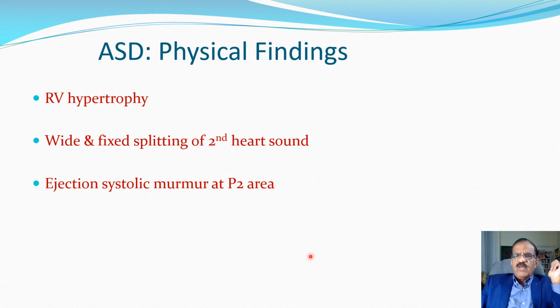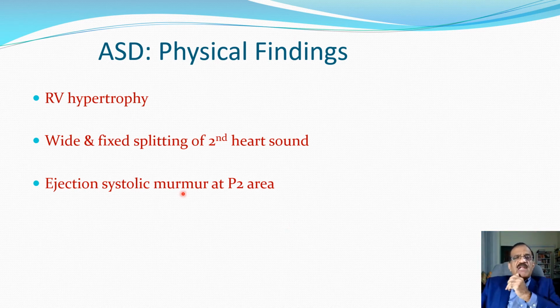These days, we are lucky to have echo available. Echo is absolutely a great test in any congenital heart disease, in any rheumatic heart disease. We tend to do an echo, and echo actually tells us everything. So even if you miss these findings, or if you are unable to pick up these findings clinically, perhaps the diagnosis will be made by echo, but you should at least be able to pick up something.